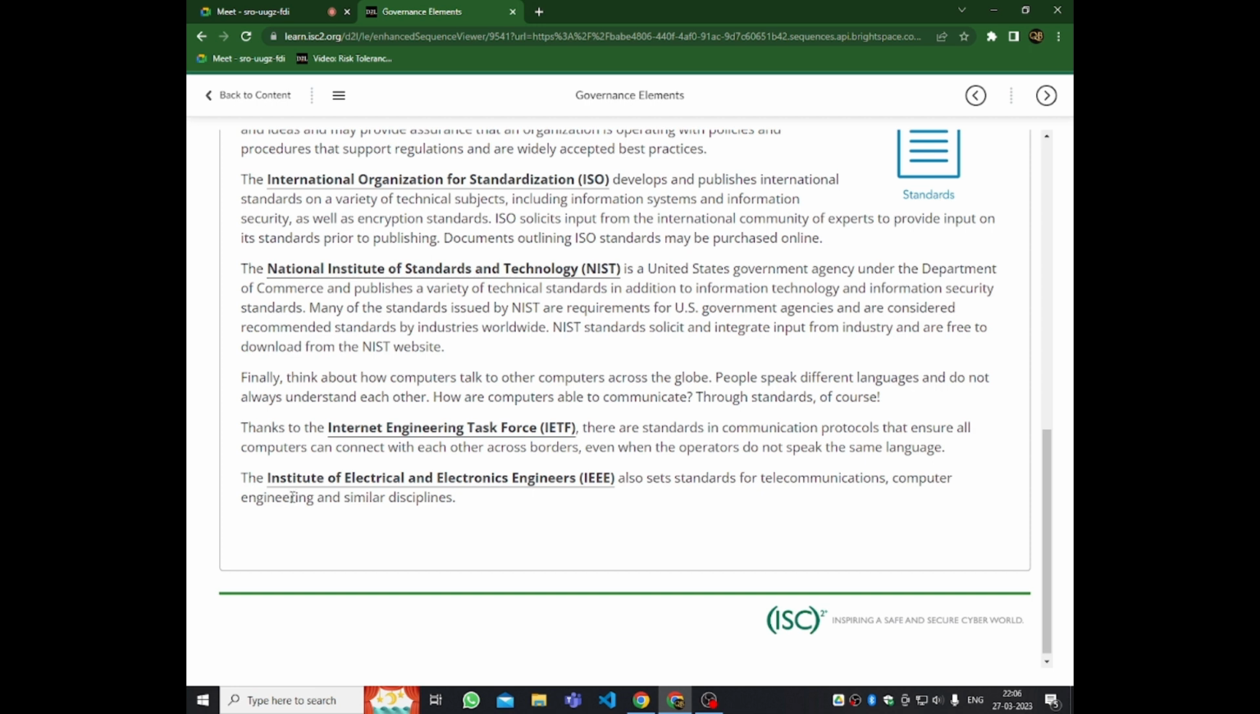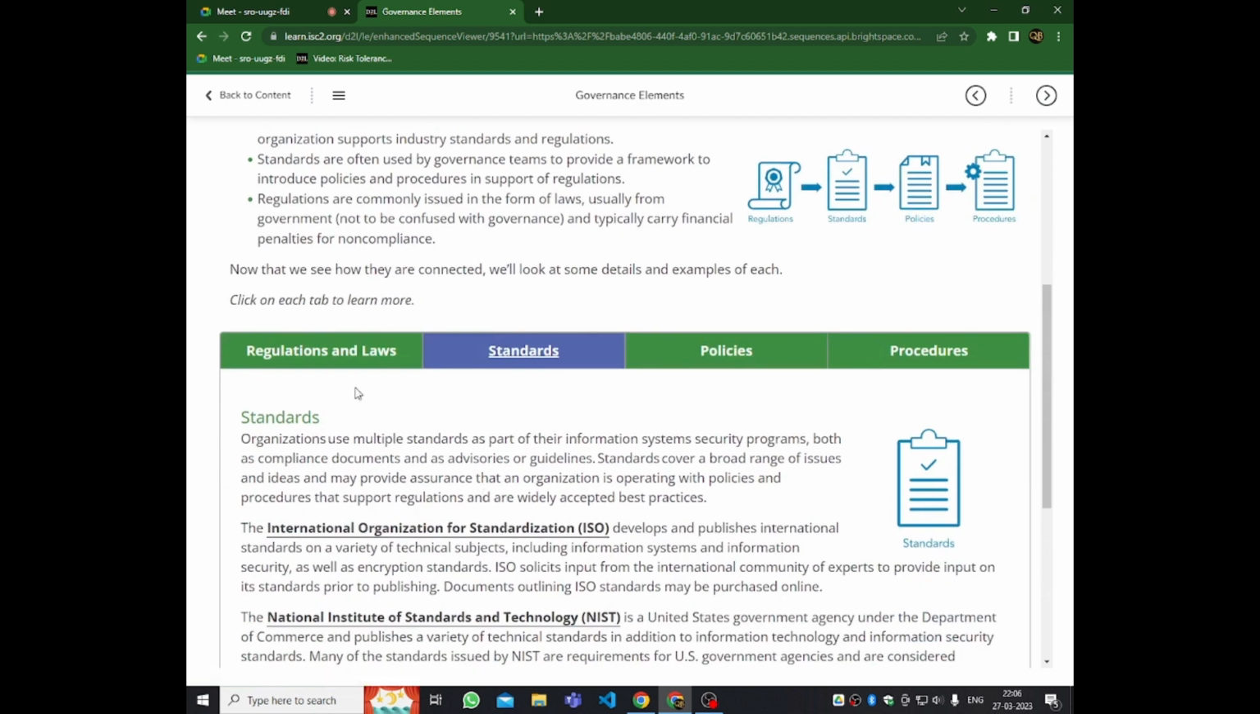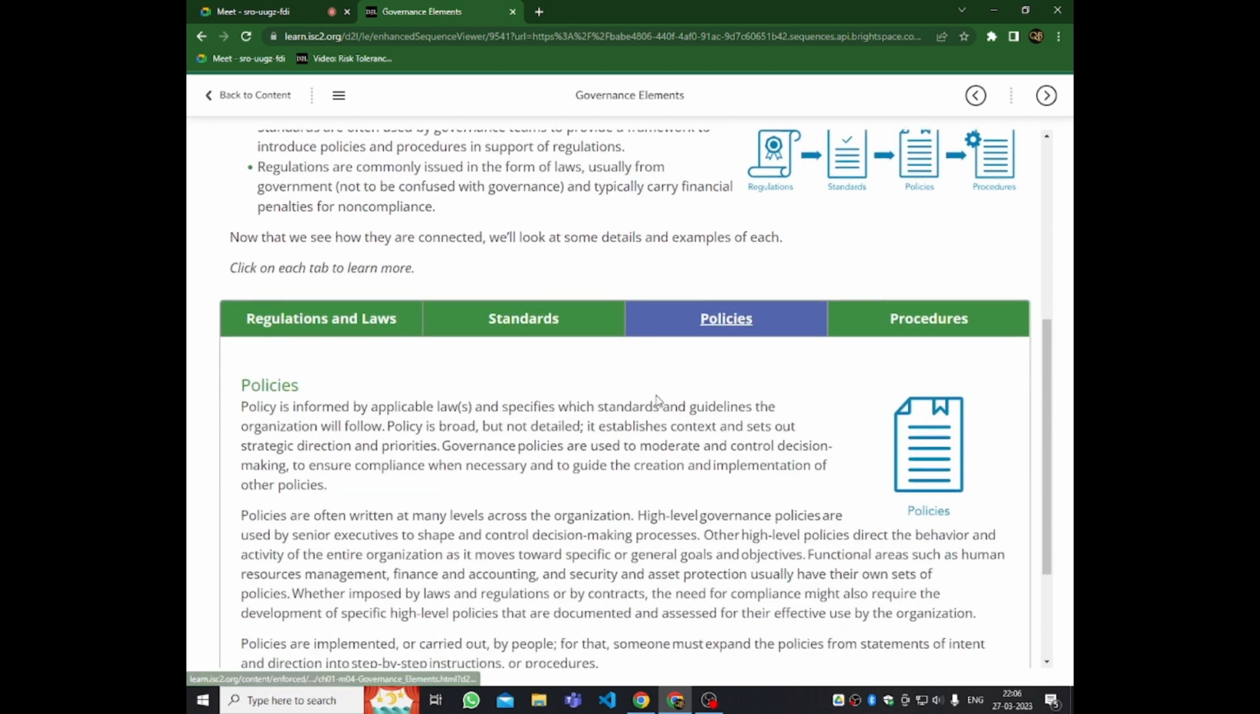The Institute of Electrical and Electronics Engineers also sets standards for telecommunication, computer engineering, and similar disciplines. Let's see what is next.